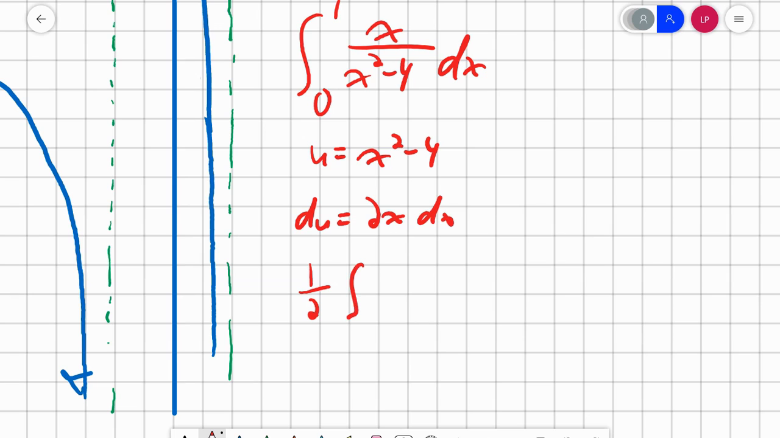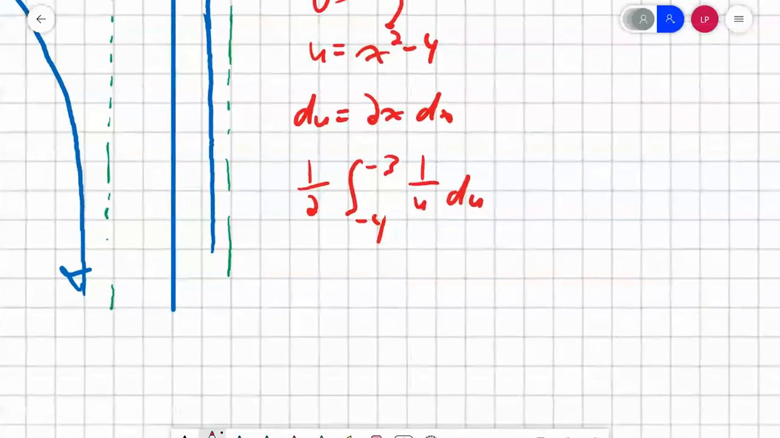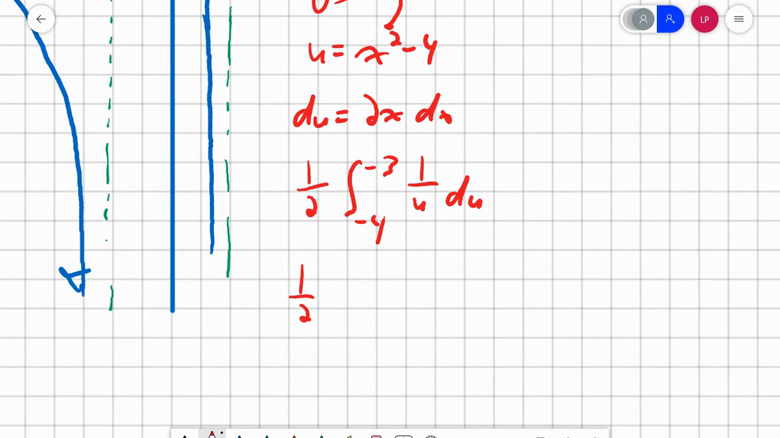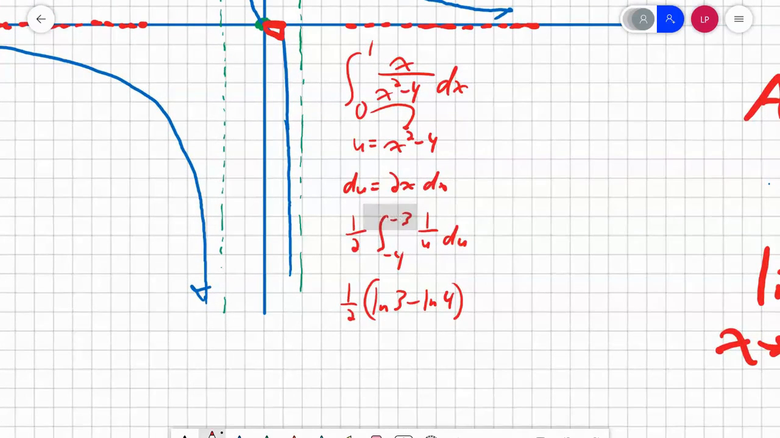1/2 integral, plug in 0, I get -4, plug in 1, I get -3, 1 over u du, which gives me 1/2. The integral of 1 over u is the natural log of the absolute value, so then ln of 3 minus the ln of the absolute value of 4, which is just the ln of 3 minus the ln of 4, obviously in parentheses. And then this would be negative, and that makes sense because this was below the x-axis.